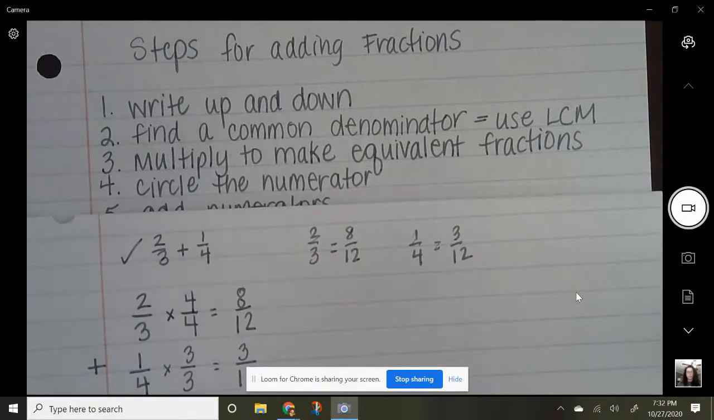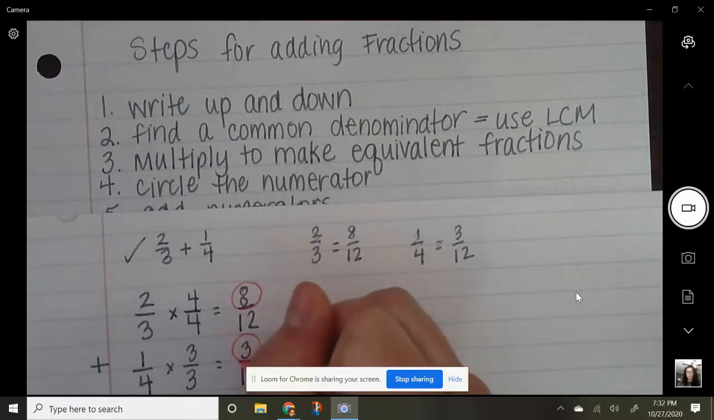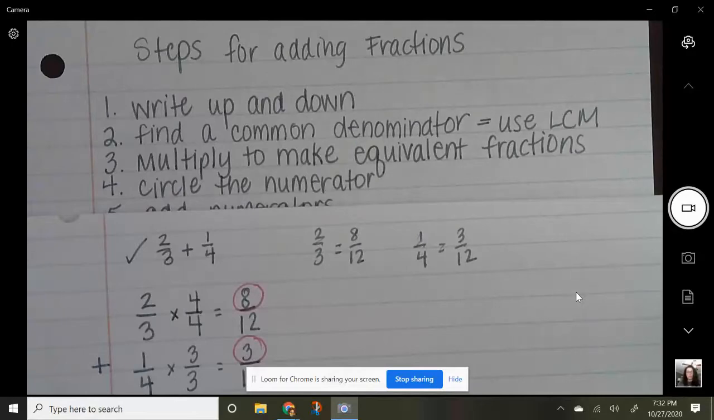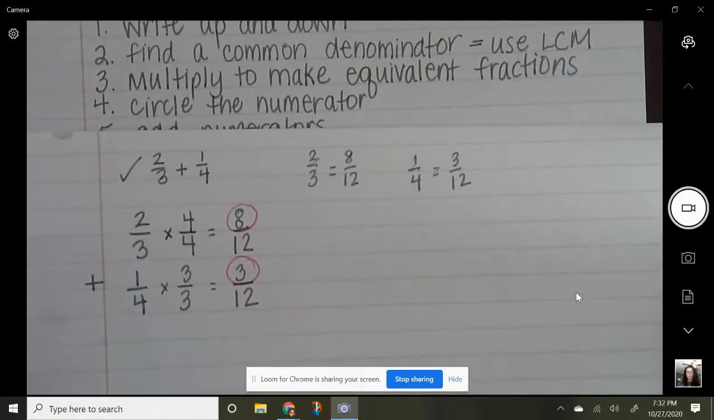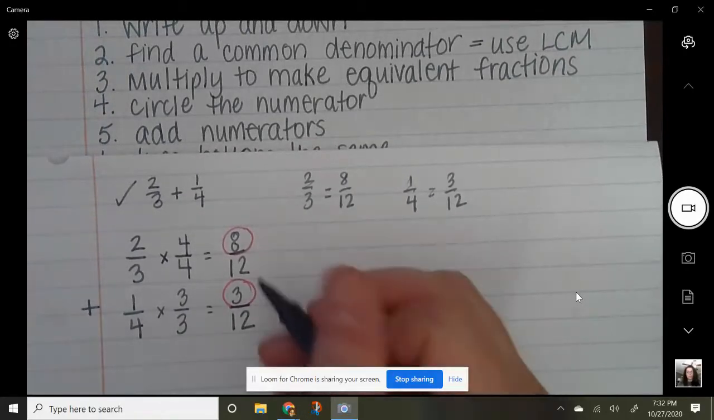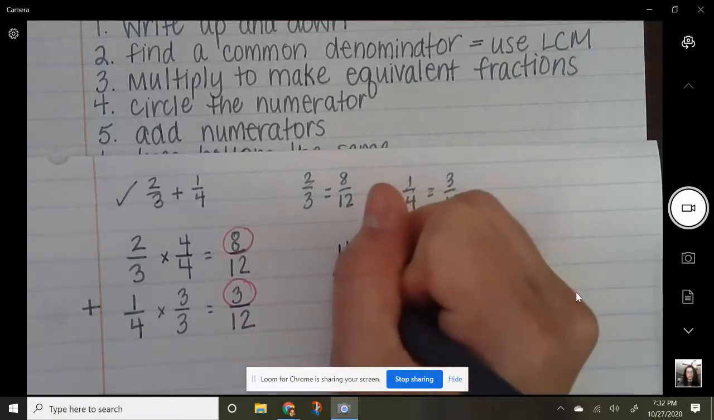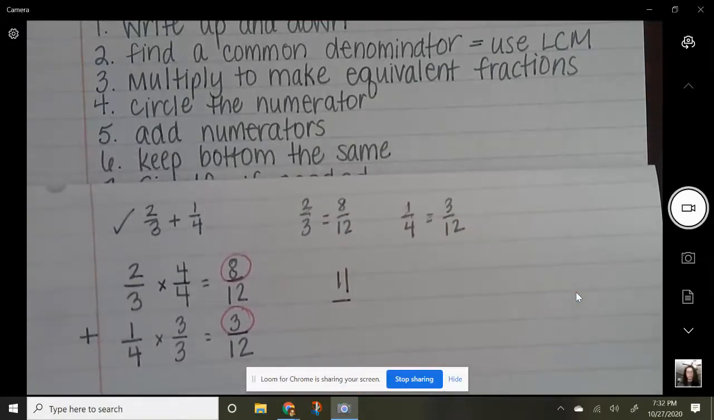Step 4, circle the numerator. Numerators are on top. This is an extra step that just helps you focus in on what you need to be doing. Step 5, add the numerators. 8 plus 3 is 11. Keep the bottom the same. The bottom is the 12.